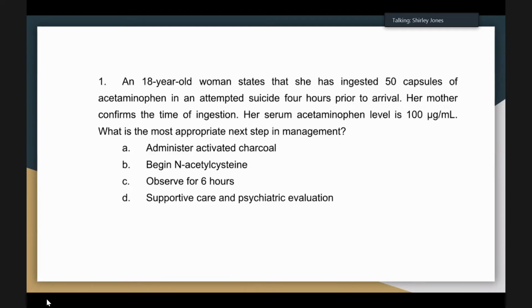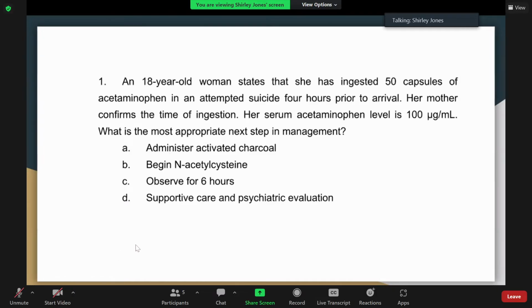An 18-year-old woman states that she has ingested 50 capsules of acetaminophen in an attempted suicide 4 hours prior to arrival. Her mother confirms the time of ingestion. Her serum acetaminophen level is 100. What is the most appropriate next step in management? What do you all think? I think it's B. D? Is that what you said? B. Okay, B.